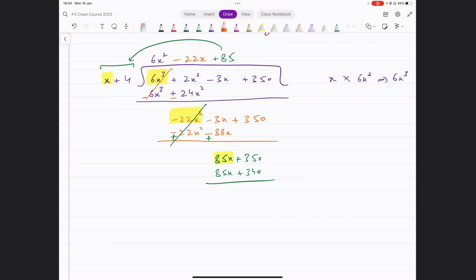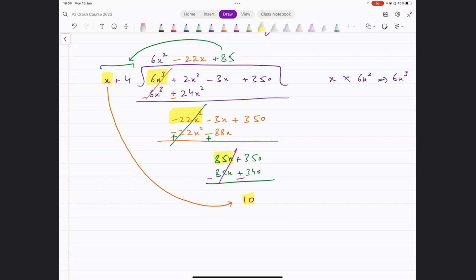Repeat the process, change the signs. This becomes minus, this becomes minus. This gets cancelled. 350 minus 340, you get 10 at the end. Now, think of this again. What do you multiply x by to get 10? Any ideas? What number or what expression do we multiply x by to get 10?